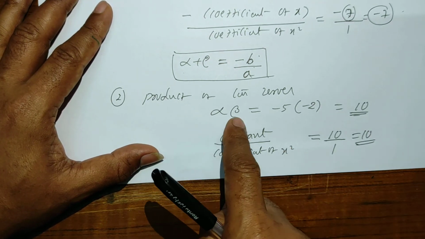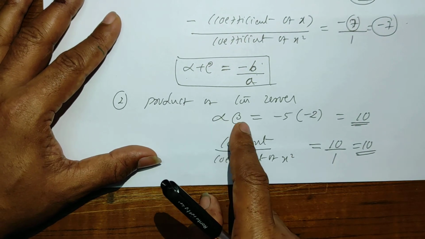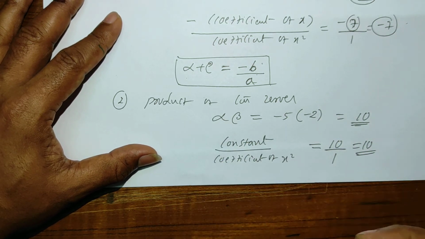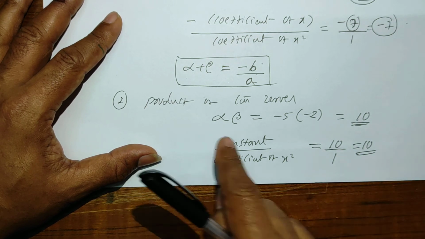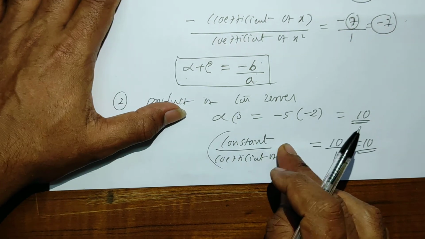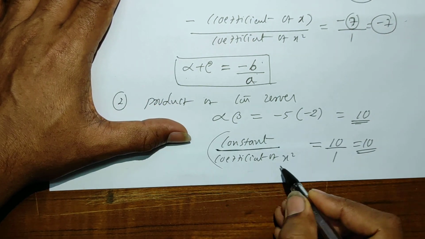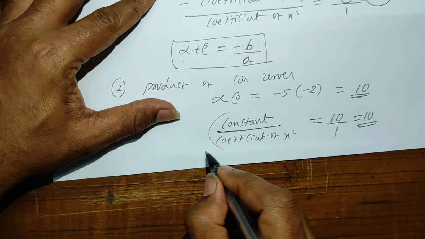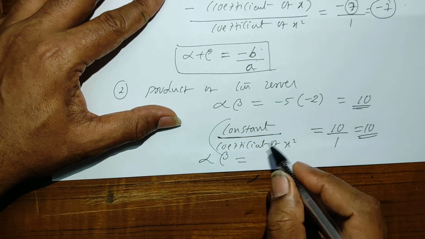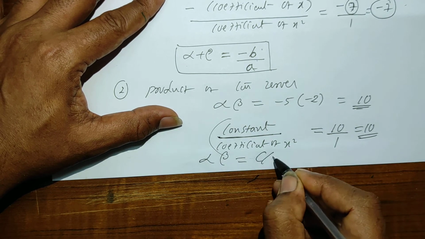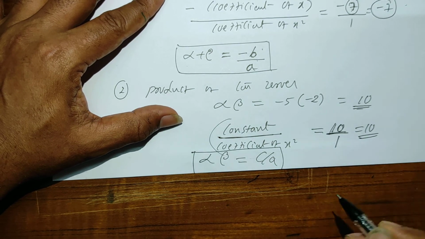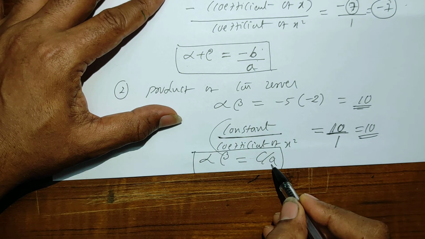So instead of finding the product of the zeros directly, whenever zeros are not given, we can find the product of the zeros by writing the constant term divided by coefficient of x square. So we can conclude alpha into beta, that is product of the zeros, is equal to c by a. See, that is constant, and here the coefficient of x square, that is a.